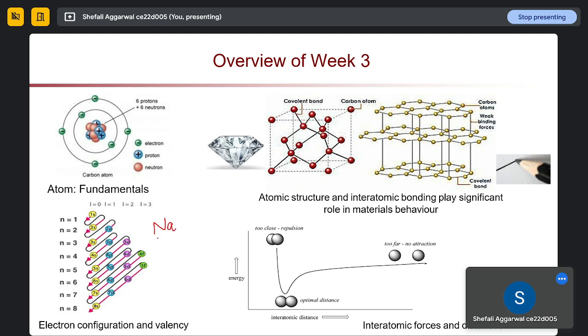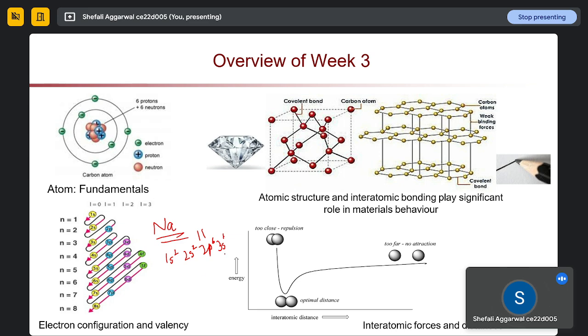So if we say, such as sodium, we will first check the atomic number of that material. Based on that, we will form the configuration of it. So sodium atomic number is 11, right? So 1s2, 2s2, 2p6, and then 3s1. So this will give us the electronic configuration of our sodium.